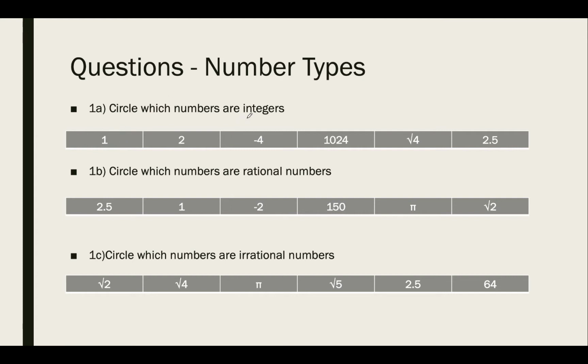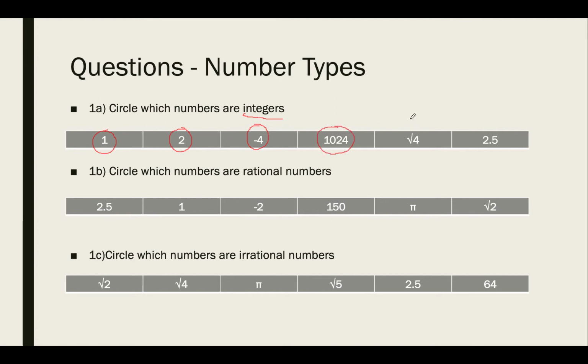So circle the numbers which are integers. Remember we said integers are whole numbers with no numbers past the decimal point and they can be positive or negative. So 1 is an integer, so is 2, so is -4. Now the size of the number does not matter, as long as it has no decimal points and it's a whole number, it's fine. So 1024 is also an integer.